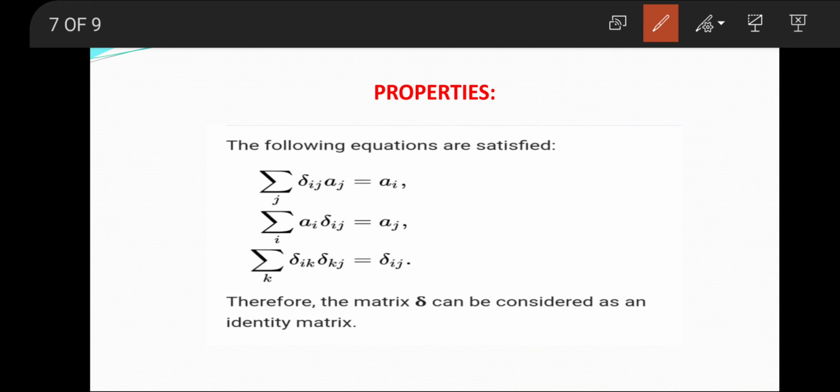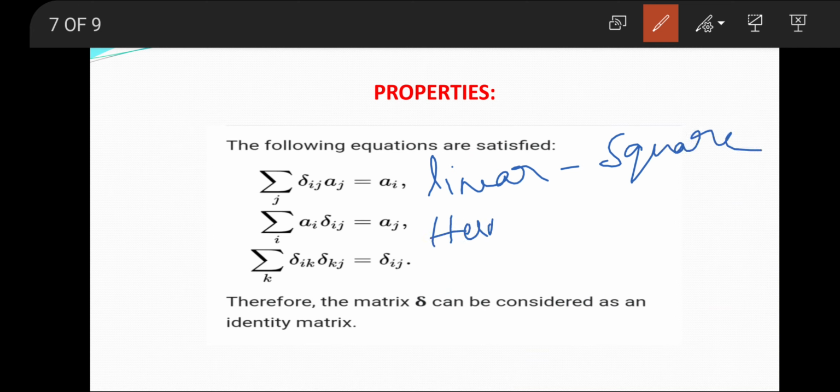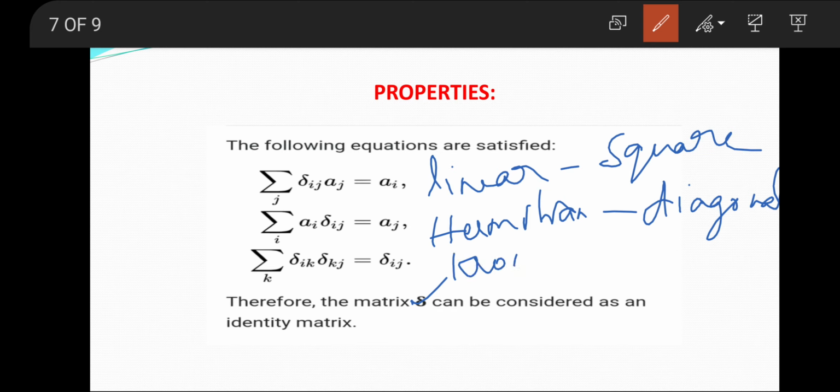So for a linear operator it is square matrix form. For a Hermitian operator it is diagonal matrix form. And if we consider this Kronecker delta function delta as the operator, we can represent this matrix as the identity matrix.